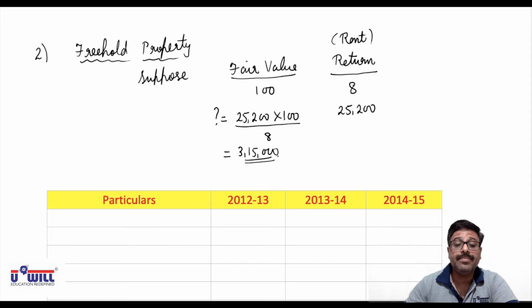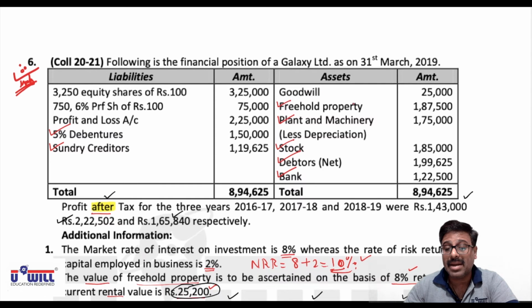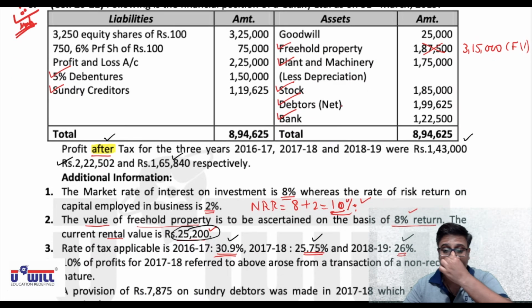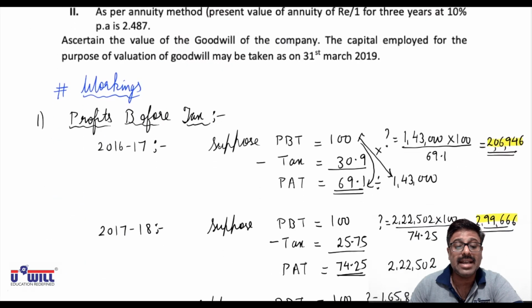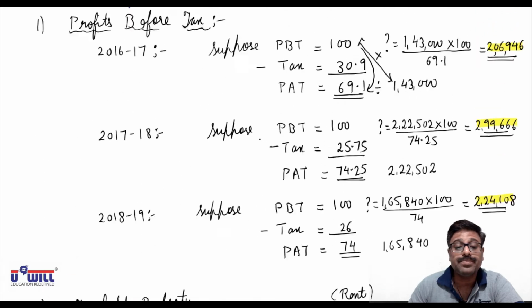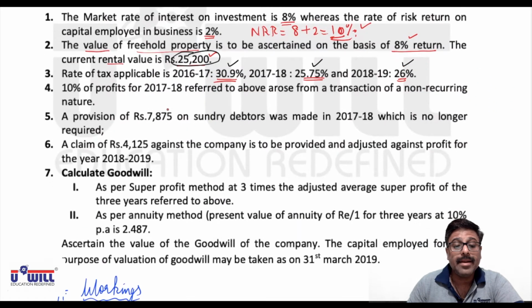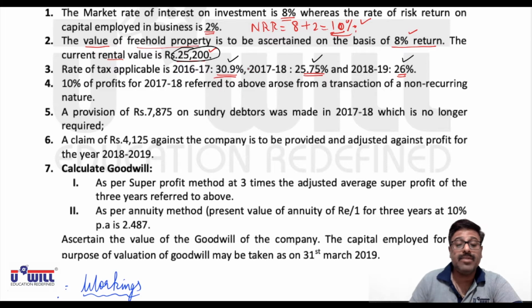So when we find capital employed, we will not take 1,87,500 for freehold property. We will take its fair value of 3,15,000 instead. I hope everyone is clear with the calculation of the freehold property's fair value. Next, the rate of tax we have already considered in finding profit before tax, and we have to subtract that tax again when we find profit after tax.